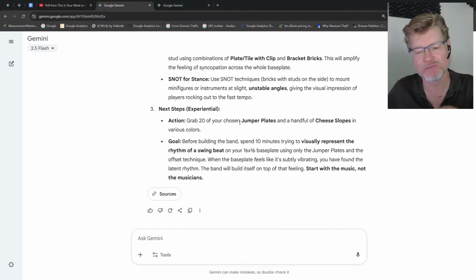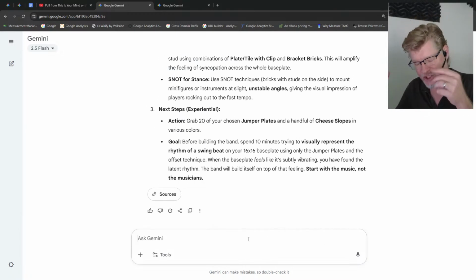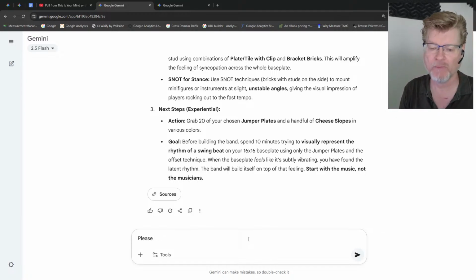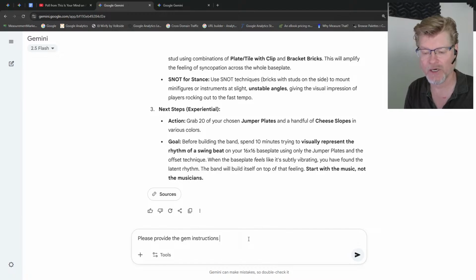I'm pretty sure this is pretty decent. So what I'm going to do now is I'm just going to ask it. Now, this is just how I build gems. So I'm going to say, please provide the prompt. I'm going to say the gem instructions, which is typically what they are, in a markdown box.